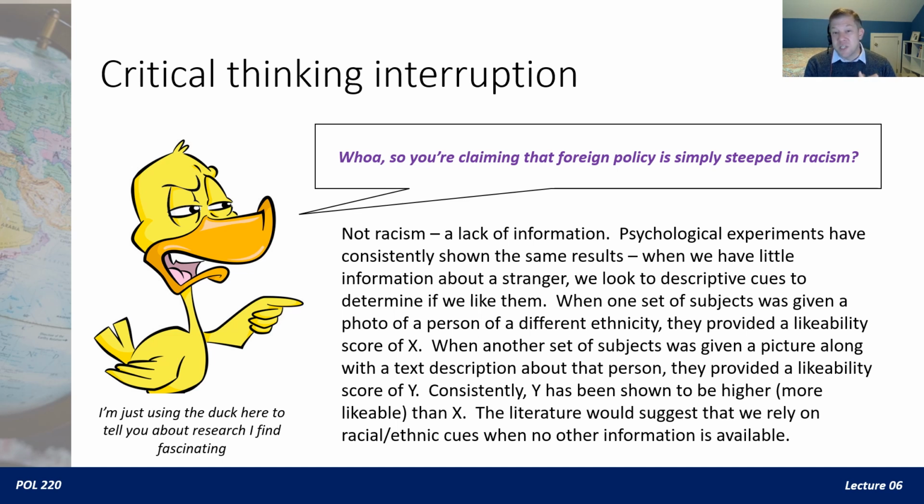So psychological experiments have consistently shown that when we have very little information about an outgroup or a stranger, we look to descriptive cues to determine if we like them. So I would look at, if there was a photo in the newspaper of the Uyghurs in China, I would see that they're wearing traditional Islamic garb. Ethnically they look different than I do, and so because I don't know anything else about that group, or I don't know anyone from that group, I'm going to latch onto those things, right? So they've done experiment after experiment that shows that, if you take the same information in a news article, just change the photo. So if we just changed it to that cute Ukrainian kid being held, you'll get a different response. People will be more sympathetic there. This has consistently been shown over time.